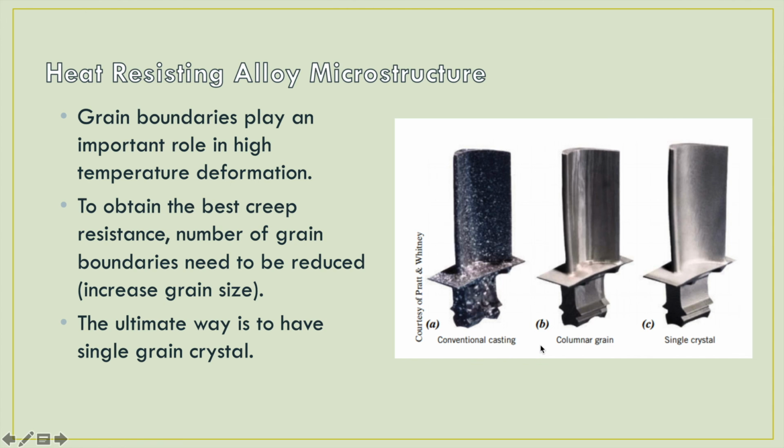High-temperature creep resistance is improved as a result of an oriented columnar grain structure. B was produced by a sophisticated directional solidification technique resulting in columnar grains. However, creep resistance is increased further when single crystal blades C are used.